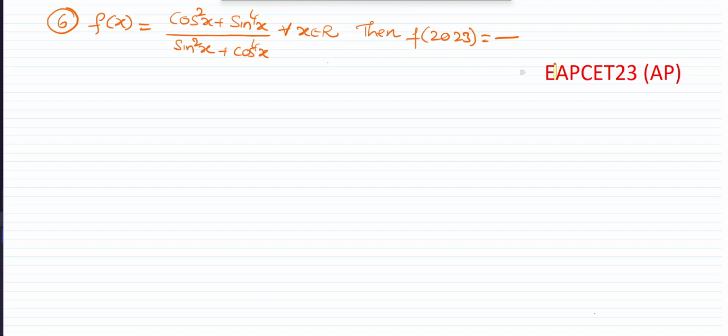This is the sixth question from Eapcet 23 AP. Here it is given f of x is equal to cos square x plus sin power 4x by sin square x plus cos power 4x for all x belongs to R. Then f of 2023 is equal to dash.